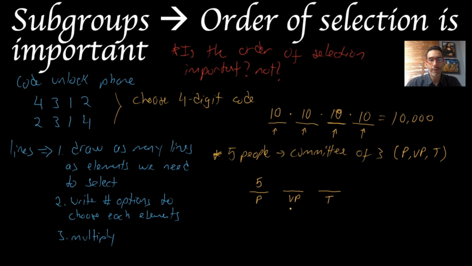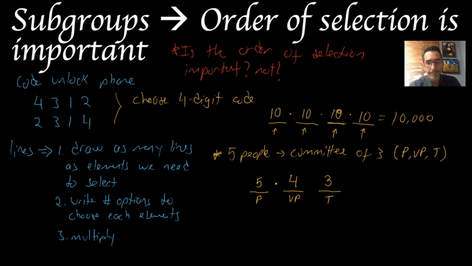Now, how many options do I have to select the vice president? As we already have selected one person for being the president, ideally the president should not be the same person serving as vice president. So here I only have 4 options to select from, right? Because I have 5 people, but from those 5, I already selected one that was the president. So I only have 4 people left from which I can select the vice president. Now for the treasury, I already have selected 2 people, so I don't have 5 options anymore. I only have 3 options left, and the treasury should be one out of those 3. So I only have 3 options for me to select the treasurer.